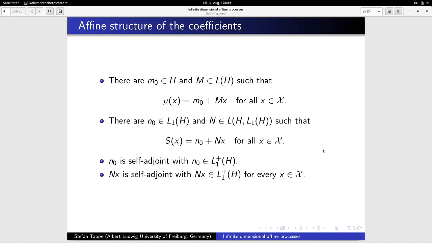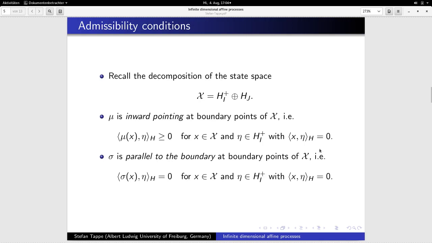But we will also need that solutions of the SDE do not leave the state space. So here's again the state space, just to recall, and we need these admissibility conditions. These are geometric conditions, so the drift must be inward pointing. If we are at a boundary point, which means this inner product here is 0, then this inner product here must be non-negative. This is the inward pointing property. And also we need that the volatility is parallel to the boundary. So if we are at a boundary point, as we see here, then this inner product here must be 0. This is the parallel property. So this will ensure that we do not leave the canonical state space.